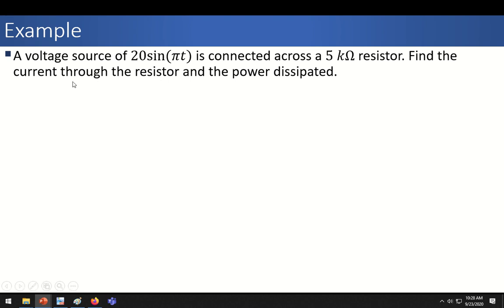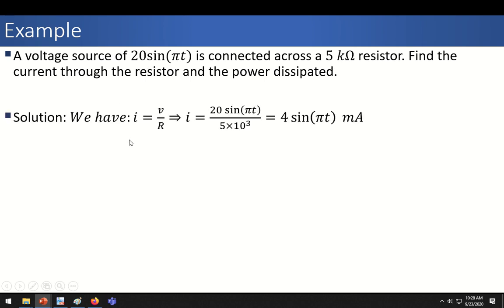Because we want to find the current and we are given the source voltage and resistance, we can use Ohm's law. So we know that V is equal to IR, so we can solve this equation for I. So I will be equal to V upon R. In this case, V is equal to 20 sin pi t divided by R, which is 5K. So current will be 20 divided by 5k, so this will be 4 sin pi t milliampere because of this kilo. Again, remember that since voltage is in volts and resistance is in kilo, current will be in milliamperes.